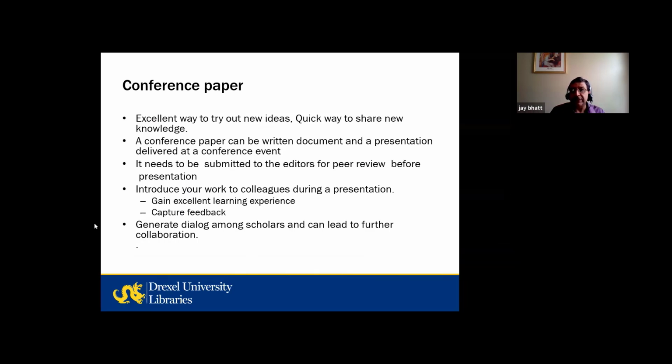A lot of our computer science students or even electrical engineering and other disciplines, they have to refer to a lot of good conference papers. IEEE, for example, has collections of conference proceedings available. And it is a great way to try out new ideas, a quick way to share new knowledge. A conference paper can be a written document and a presentation delivered at a conference event.